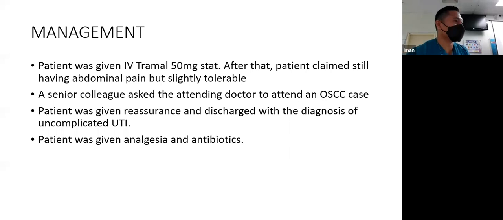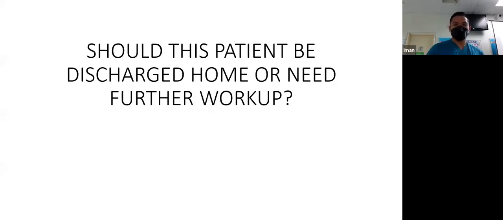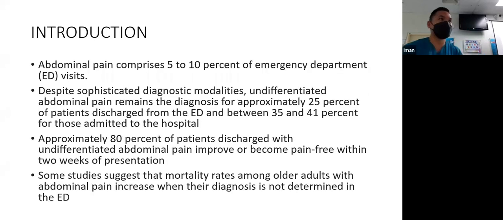We discharge the patient with just tramal, and then suddenly we have to attend to another patient, so we discharge and that's it, giving analgesia and antibiotics. But the patient has right flank pain and erythrocytes, and is 75 years old. So I think most of us agree on further workup for this patient.